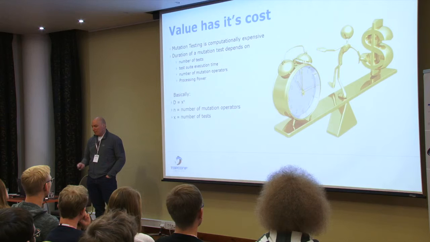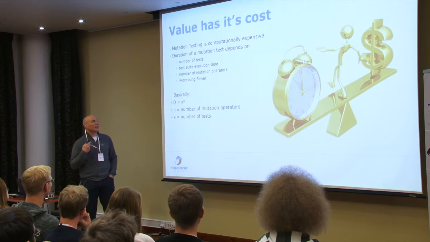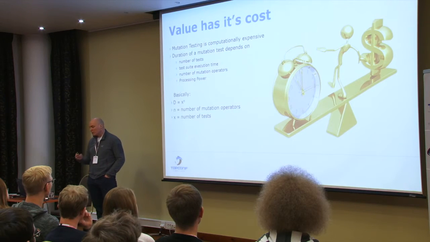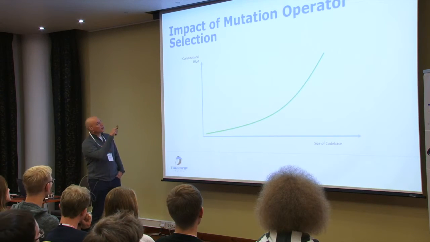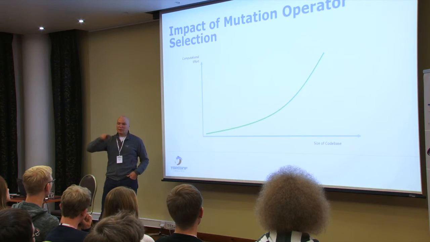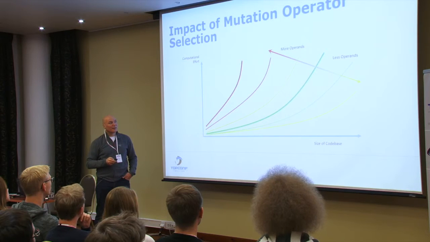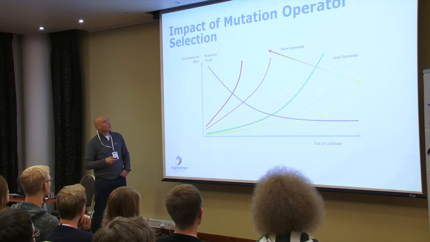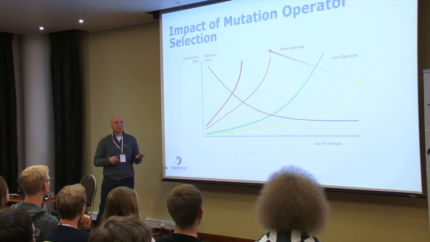And as I said, the value you get from mutation testing has its cost, an exponentially increasing computational cost. So when your code base increases, the computational effort increases non-linearly. And when you add additional operators, it looks even worse. But still, most mutations can only be found when you apply a lot of mutation operators.